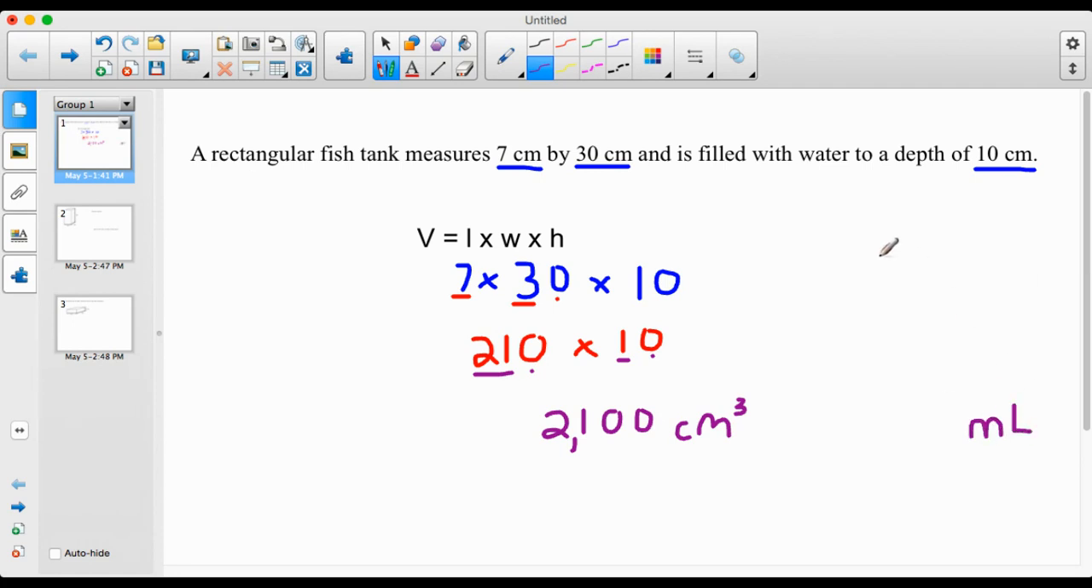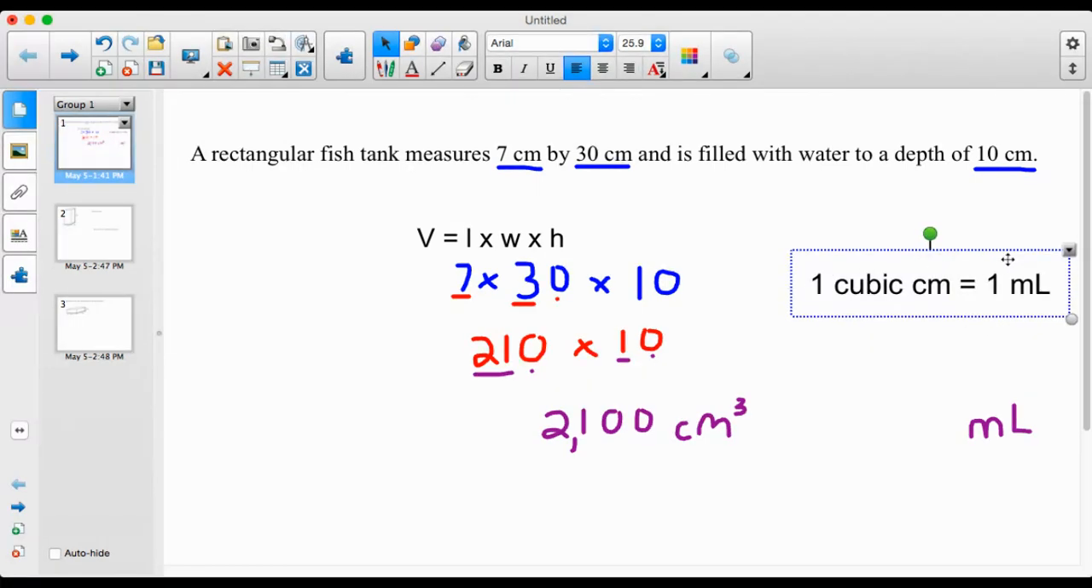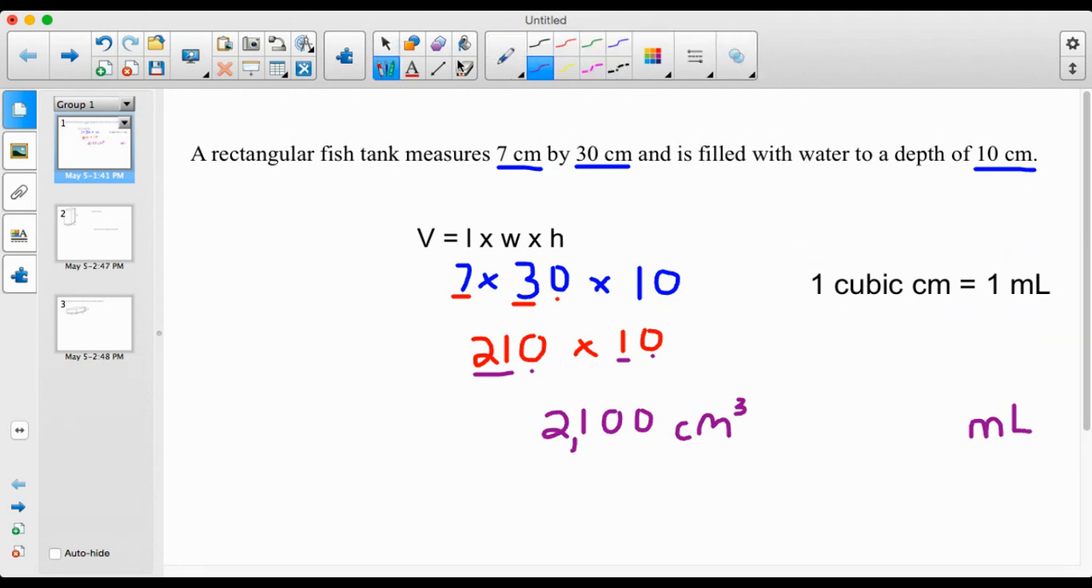One thing that we learned this week is this fact: 1 cubic centimeter always equals 1 milliliter. This is one of the easiest things that we do in 5th grade, because if 1 cubic centimeter equals 1 milliliter, then 21,000 cubic centimeters is the same as 21,000 milliliters. It's exactly the same because 1 equals 1.